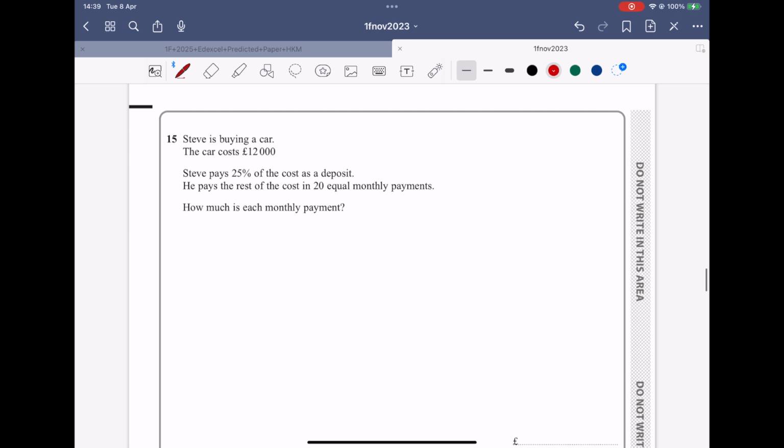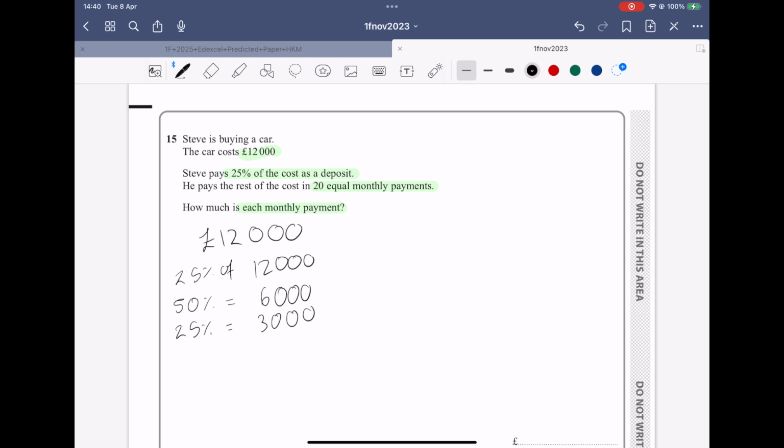Okay, moving on. Steve's buying a car and it costs him £12,000. He pays 25% as a deposit, so he's paid that off, and then he pays the rest in 20-month instalments. How much is each month? So first of all, it costs him £12,000 and he's already paid 25% off because he's put down some money for his car. So we need to find 25% of 12,000 and remove it because he's paid it. Now 50% would be half of it, that's £6,000. So 25%, which is a quarter in total, half of that is £3,000.